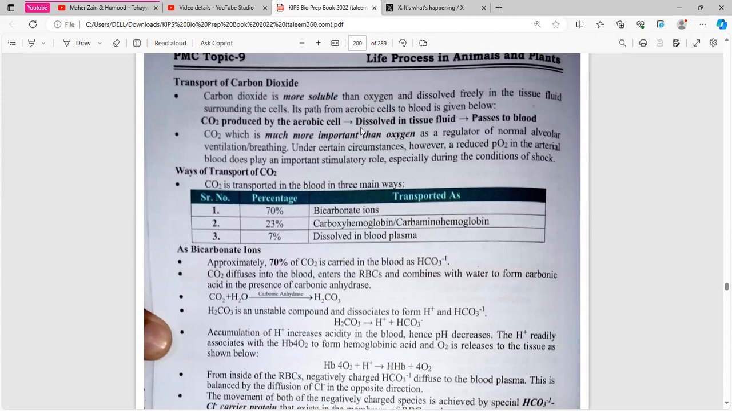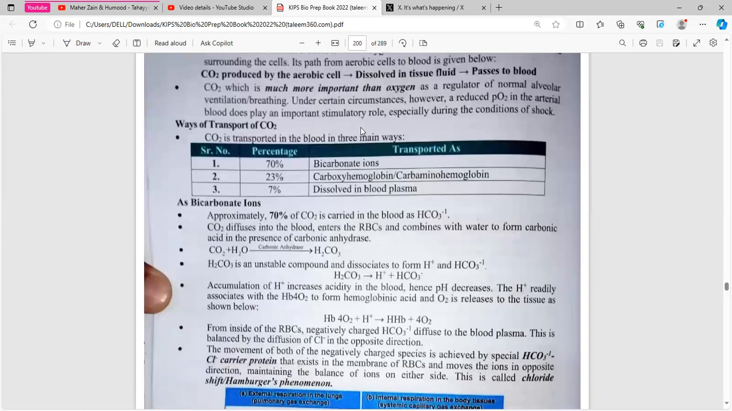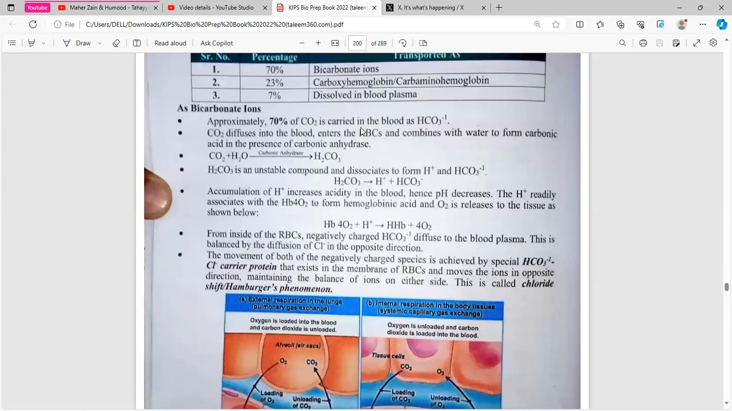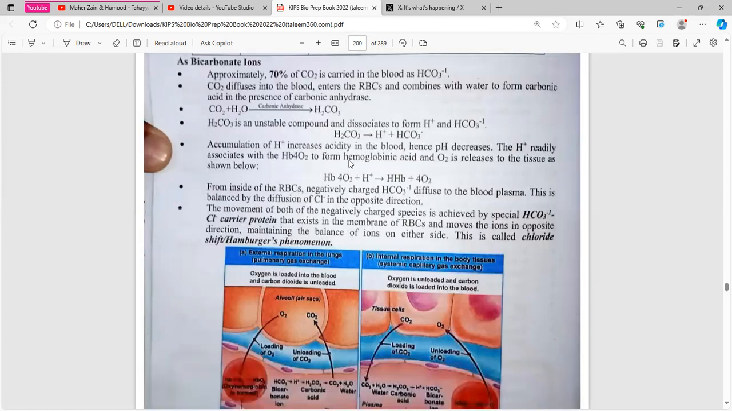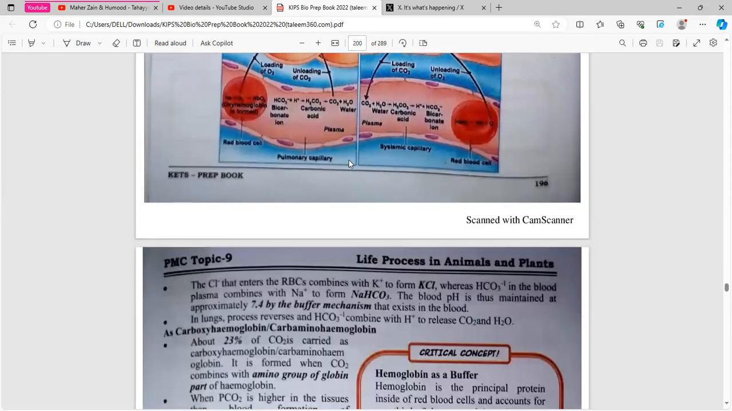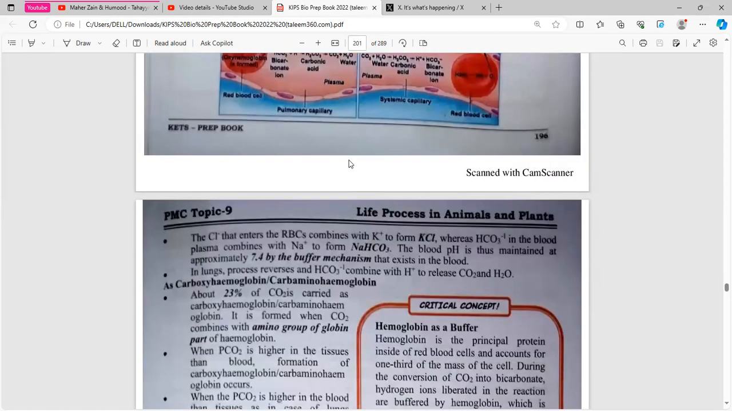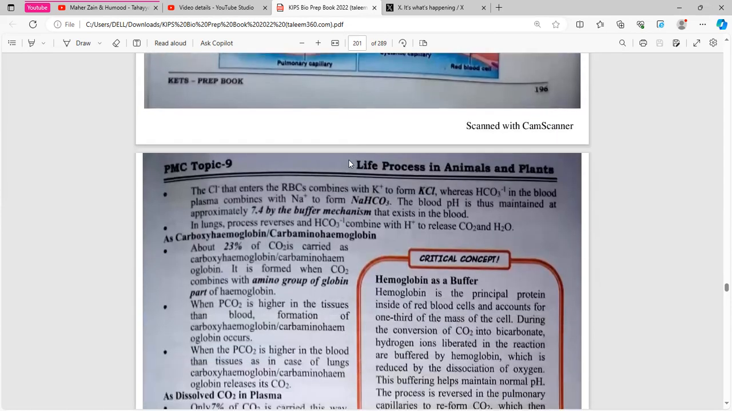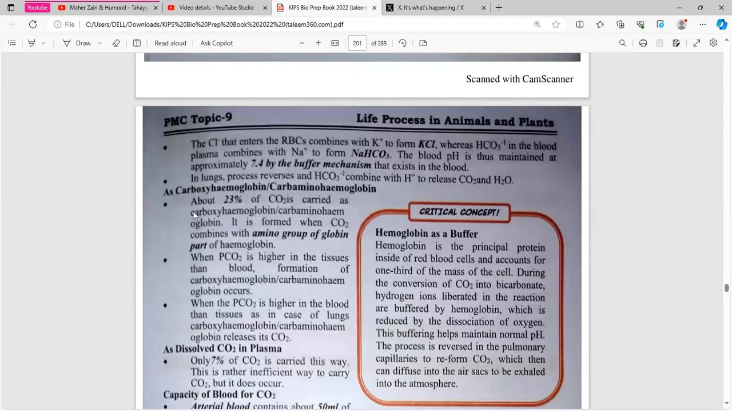Carbon dioxide is primarily transported in the blood in the form of bicarbonate ions, and in minor quantities it is found in the form of carboxyhemoglobin or carbaminohemoglobin, and also it is dissolved in the blood plasma. Now I'm just skipping the facts which are irrelevant to the topic or simply require memorization. So, as we studied earlier the formation of oxyhemoglobin, how does carboxyhemoglobin form?